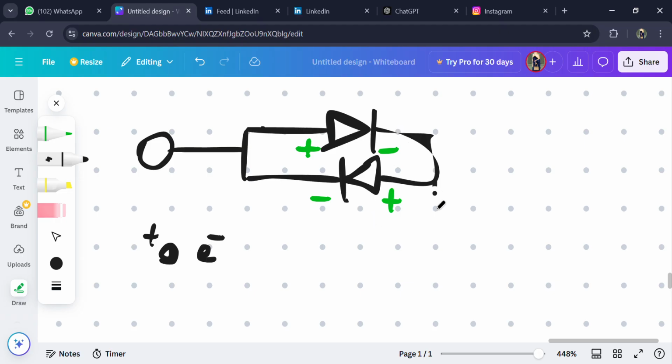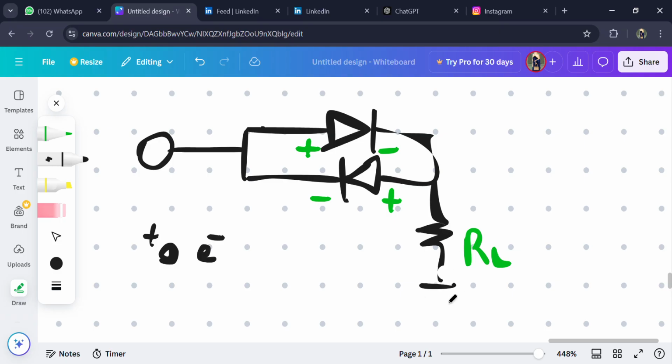Then again, we all know that in half wave rectification as well, both of the diodes will be connected with a resistor load, which is actually used to calculate the current. Why it is used as a load and why we use it to measure the current is a different discussion that we're going to do in our upcoming videos.